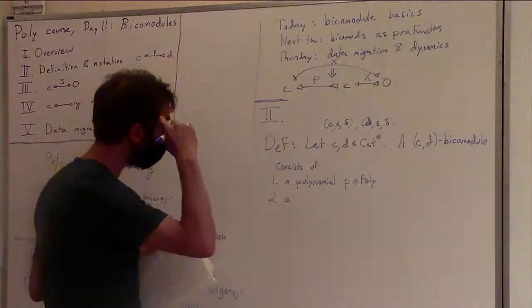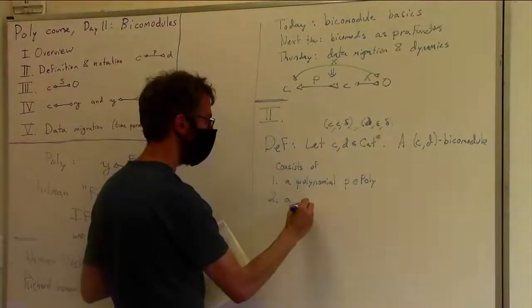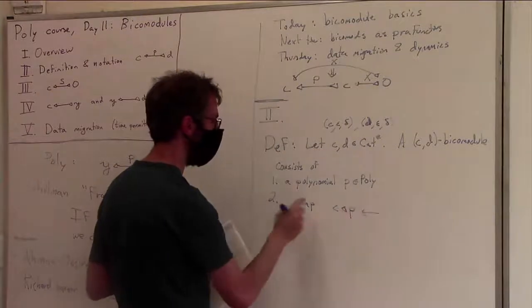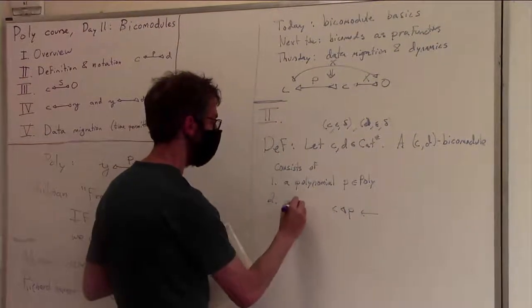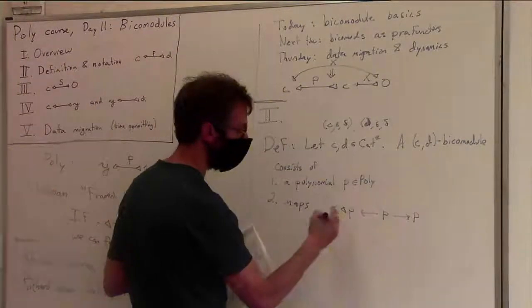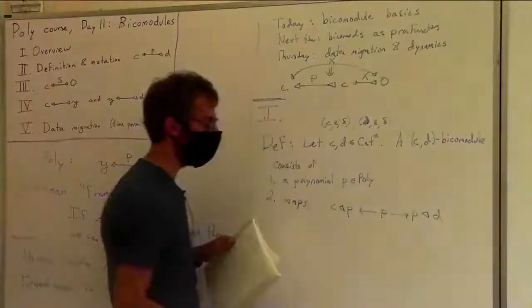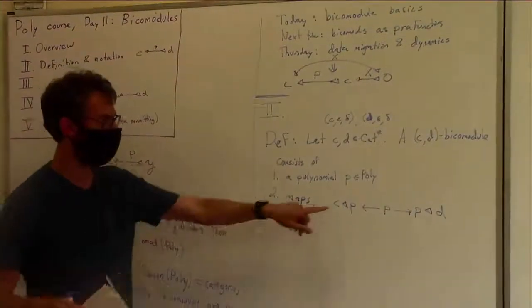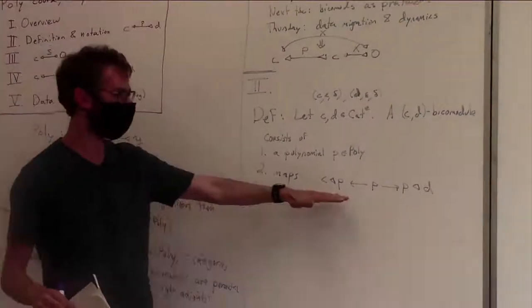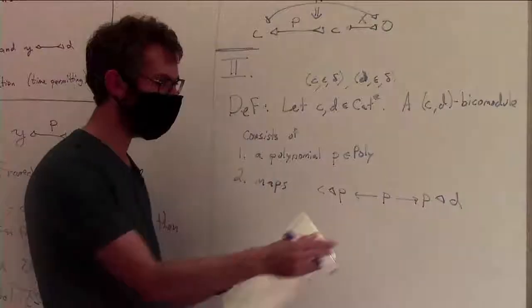Okay, so we have a polynomial. We have a map from, well, let's just say we have two maps. From P to C composed P, and from P to P composed D. And what you'll notice is that the P is on the inside. This is just notational, so you can remember what's going on. P is on the inside in both cases.